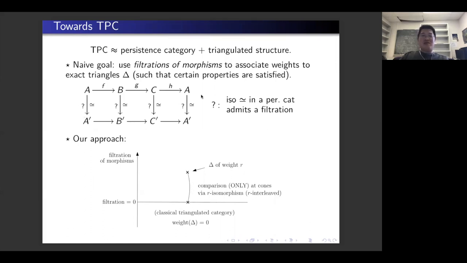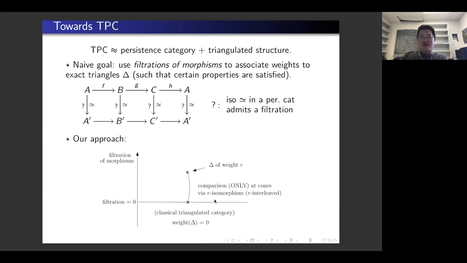It will go back to some diagram like this, right? But in order to simplify our story, to not involve all the arrows here, it would be too much for us, so we will only compare on the cone case. It means that A, A prime and B, B prime are the same as A, B. The only difference is that C prime is different. So then we only compare two objects. For two objects, I know how to compare them. Like in the language of persistent modules, I just compare them as something like R-interleaving. Okay, so that's basically the idea.